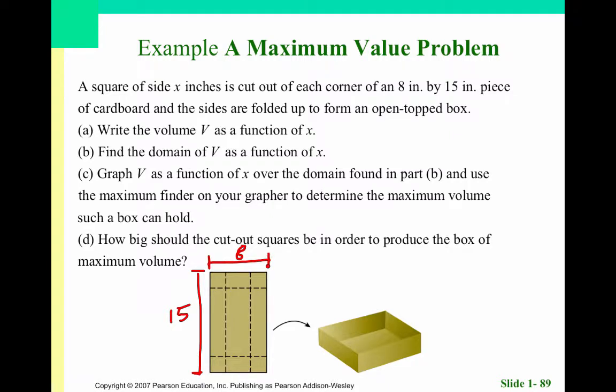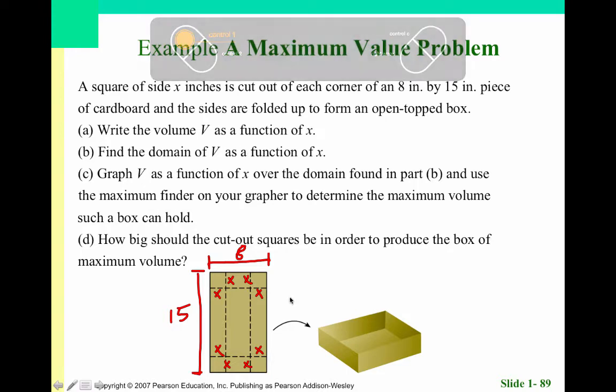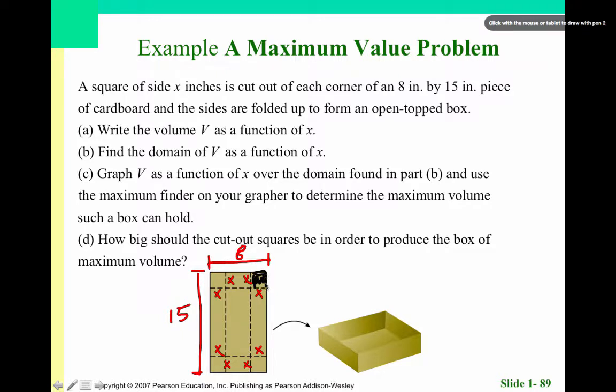Okay? So what happens then is you cut out squares from each corner that are x inches long. So if you wanted to label that, that's an x, that's an x, that's an x. Okay, this is getting a bit long. So you cut those off. So those are gone. So picture this square has been removed, and this square has been removed.